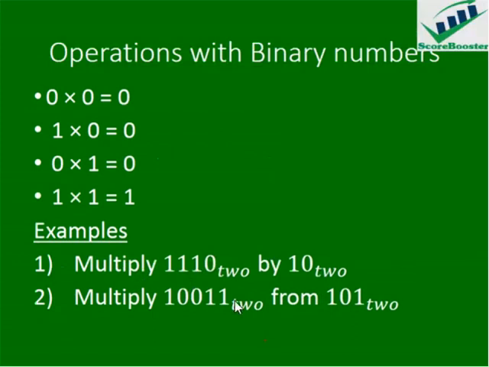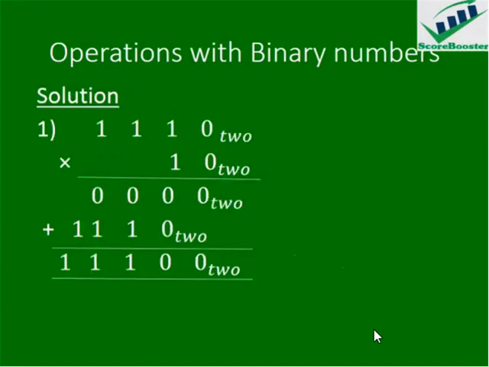So now we move to the rules. 0 multiplied by 0 is 0, 1 multiplied by 0 is 0, 0 multiplied by 1 is 0, and 1 multiplied by 1 is 1. This is the same rule we follow in our everyday multiplication. So now we move to the examples. We have to multiply 1110 base 2 by 10 base 2, and also multiply 10011 base 2 by 101 base 2. I know for your stage you are very conversant with long multiplication. So now we move to the solution of the examples.